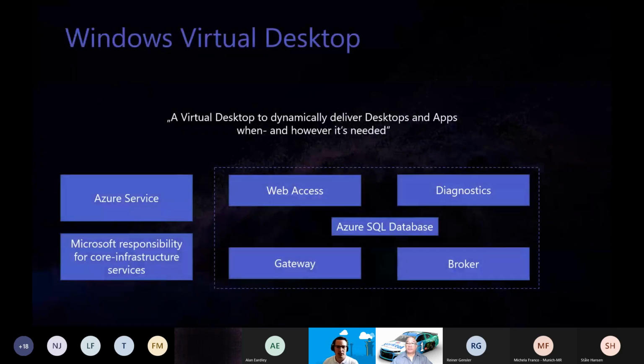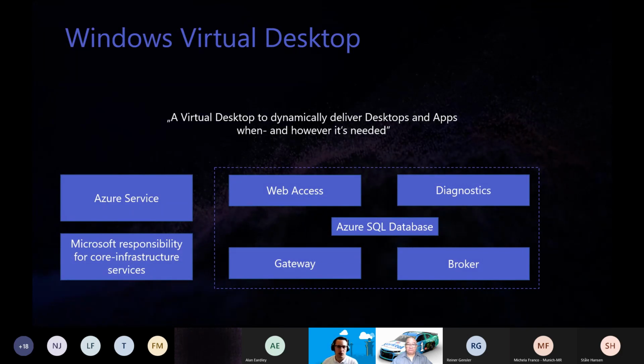Let's talk about Windows Virtual Desktop. How can we define it? What is Windows Virtual Desktop? Actually, you can say that WVD is a virtual desktop to dynamically deliver applications and desktops when and however it's needed. That means you are quite flexible in your deployments to deploy applications and desktops throughout Azure whenever it's needed. And the speciality, or what makes WVD so special, is that Microsoft is really taking over the complete infrastructure parts when it comes to the RDS environment, at least. And this is what you can see here on the slide. Actually, we're talking about the web access, diagnostic services, the gateway, or even the session broker, including the databases.